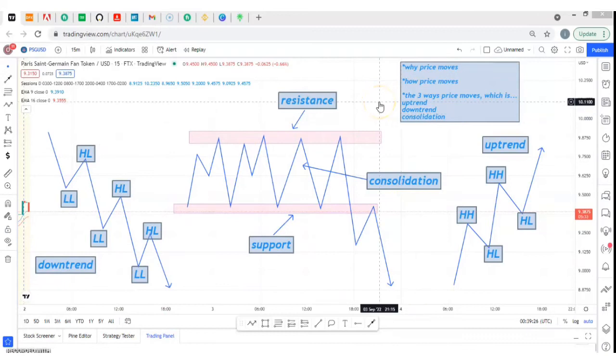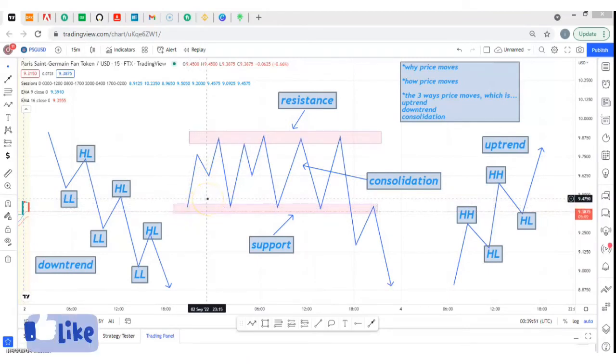Now the next thing to pay attention to is the three ways price moves, which is an uptrend, a downtrend, and a consolidation. Now, I've explained downtrend, I've also explained an uptrend. Let's talk about the consolidation phase. The consolidation phase is when the market is not doing anything at a particular point in time. The market is neither going up nor going down. It's just confused, going up and down at the same time, just making dirty moves.